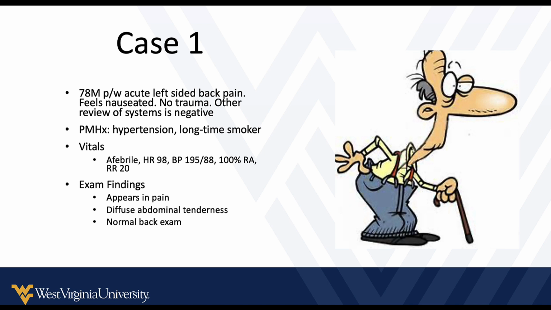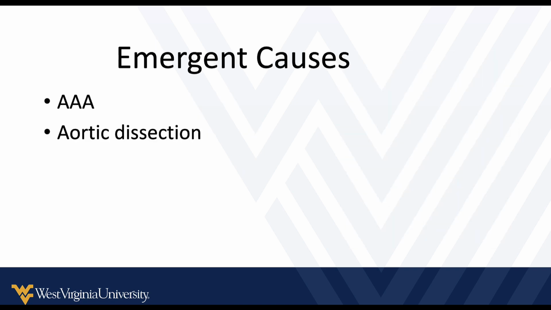So our first case is a 78-year-old patient who presents with back pain on the left side, has some nausea, no trauma, has a history of hypertension, and is a smoker. You can see this patient's quite hypertensive at this point, otherwise their vital signs are pretty unremarkable. Patient appears to be in pain, has some diffuse abdominal tenderness, but no spinal tenderness. So again, this is a patient over the age of 50 with back pain. We should always be thinking about their aorta in these kinds of cases. Ruptured AAA, but dissection is also on that list.